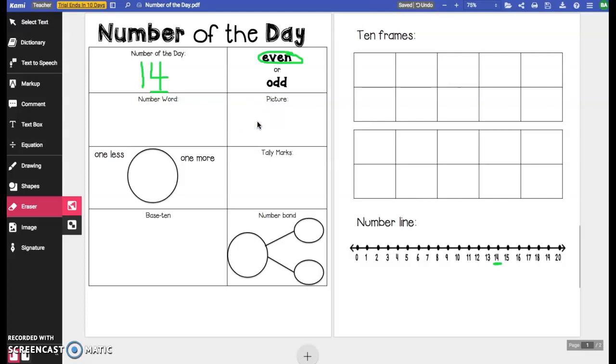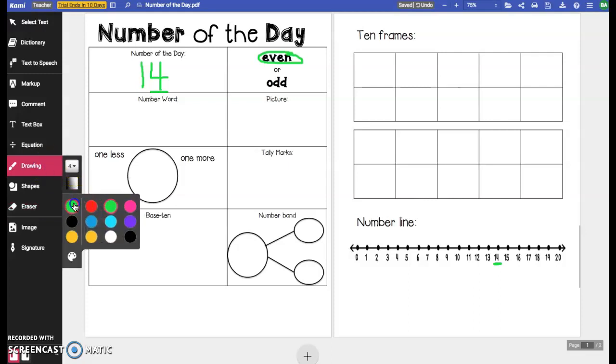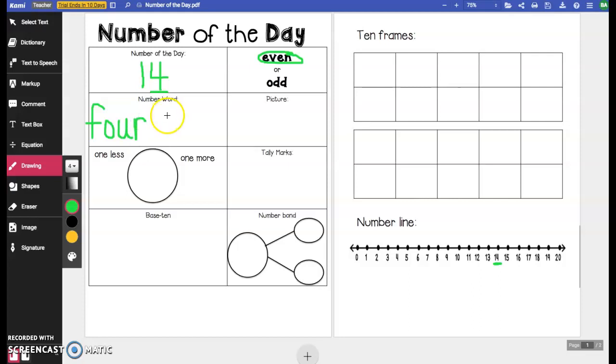All right. Next, I want to write the number word. So 14. Now we've talked about the word for and how it is a multi-meaning word. For is one of our sight words, F-O-R, but our number word four is spelled differently, right? It's F-O-U-R. That's our number word four. And then we have to do the rest of it because it's 14.